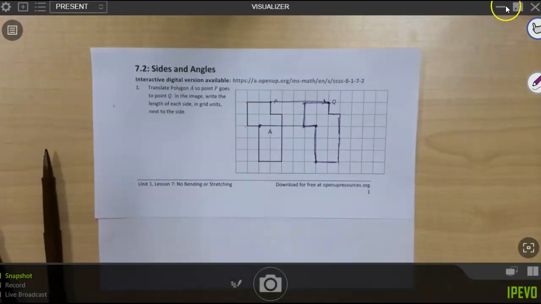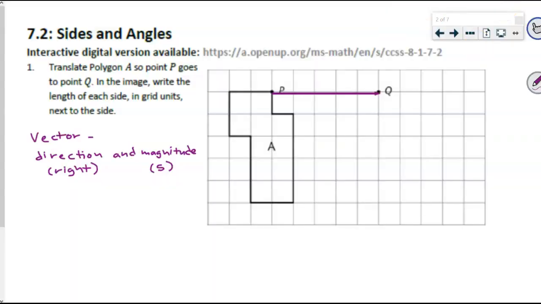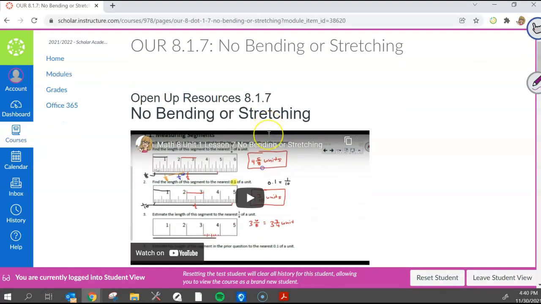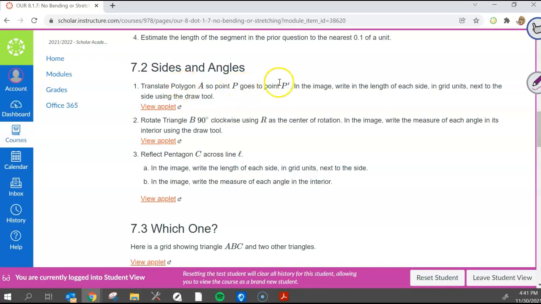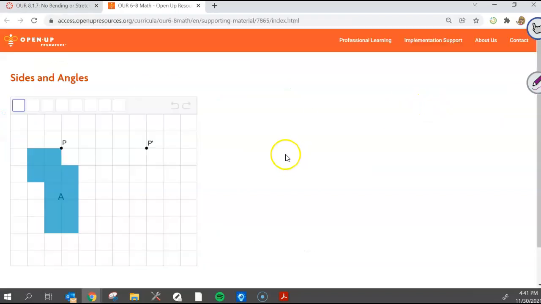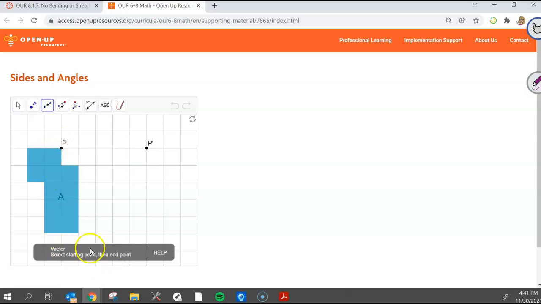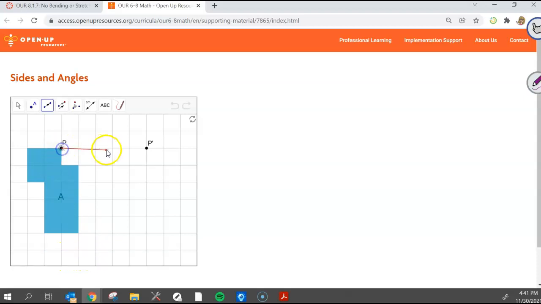Now let's switch back on over. Let's take a look at the applet. So in Canvas, when you scroll down past where you're currently watching the video, you are going to see translate polygon A. So point P goes to point P prime in the image. Let's click on that applet. What we need to do when we're using this applet, we need to first create our vector. So to create a vector, that's going to be this icon here. And that vector tells you, as soon as you click on it, what you need to do. Select the starting point, then the end point. Well, it's starting at P, and it's going to P prime, or Q is what it was on our hard copy. And there's the vector.